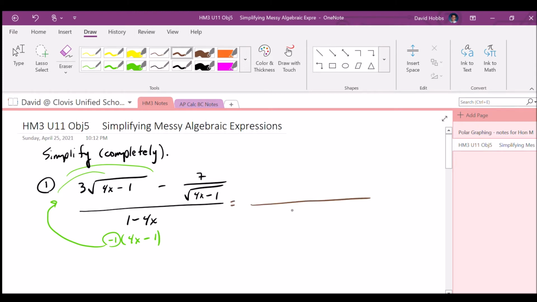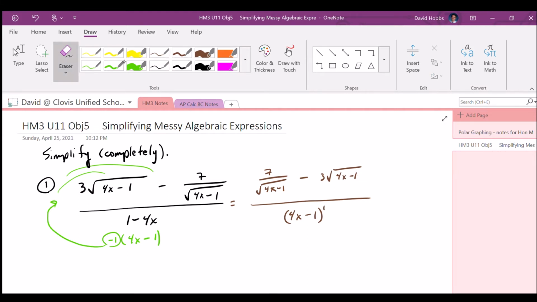So our denominator here is 4x minus 1, and it's a quantity to the first power. Up here now, because the signs are switching, I think I'm going to move the fraction out front. So 7 over square root of 4x minus 1 minus 3 times the square root of 4x minus 1. And I don't need parentheses right there.